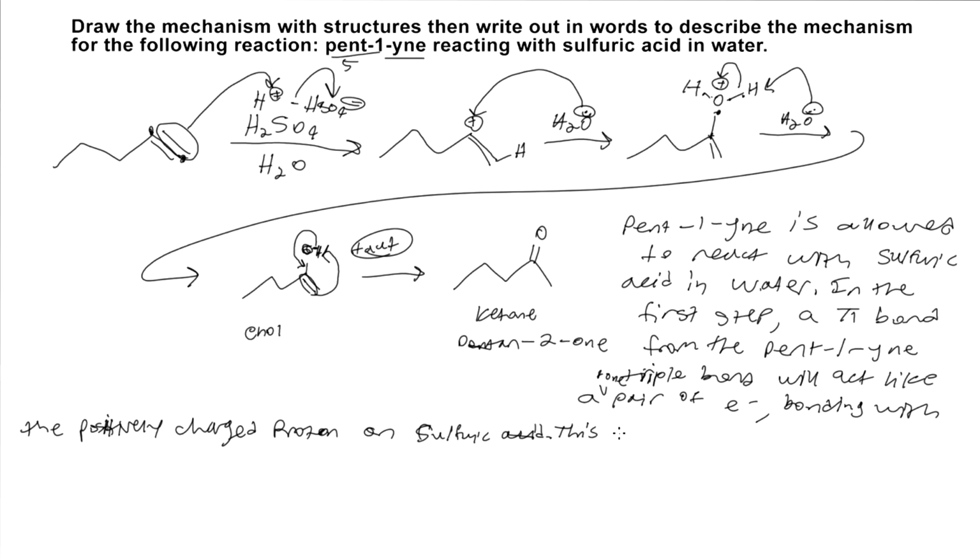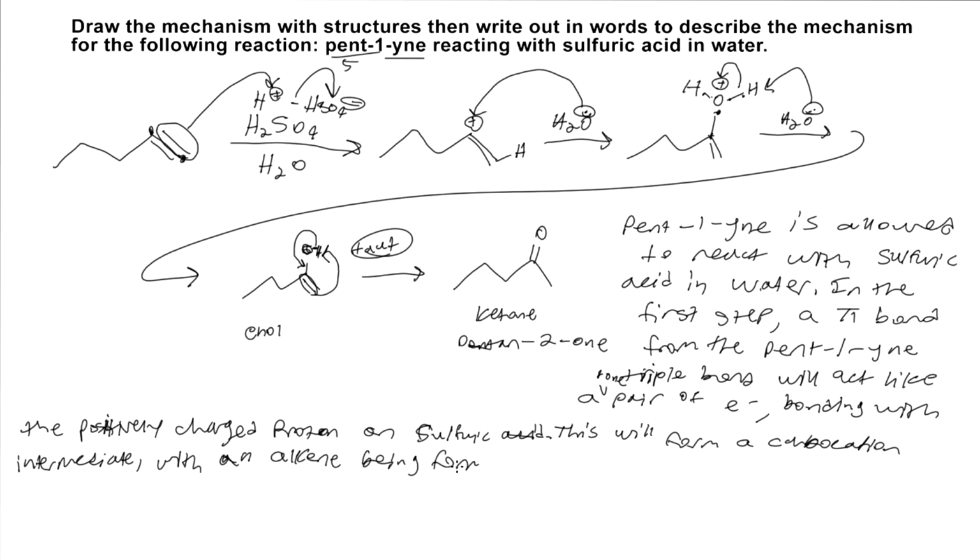This will form a carbocation intermediate with an alkene being formed as the triple bond would be changed to a double bond.